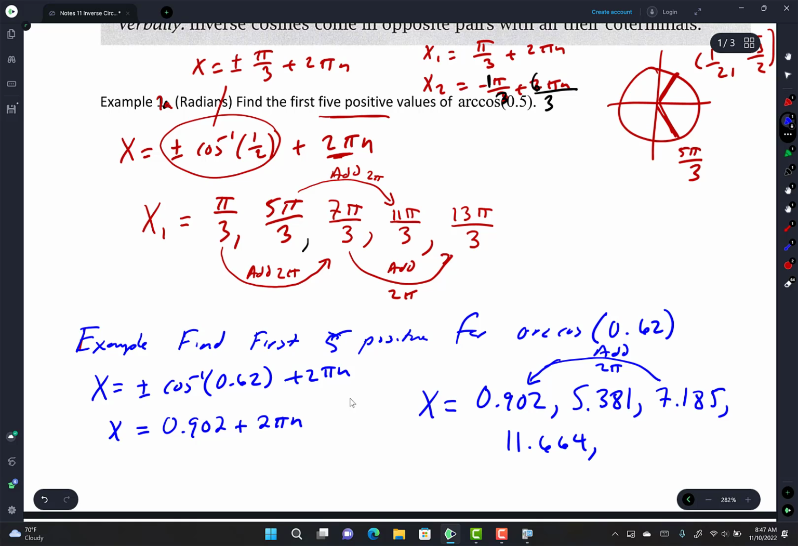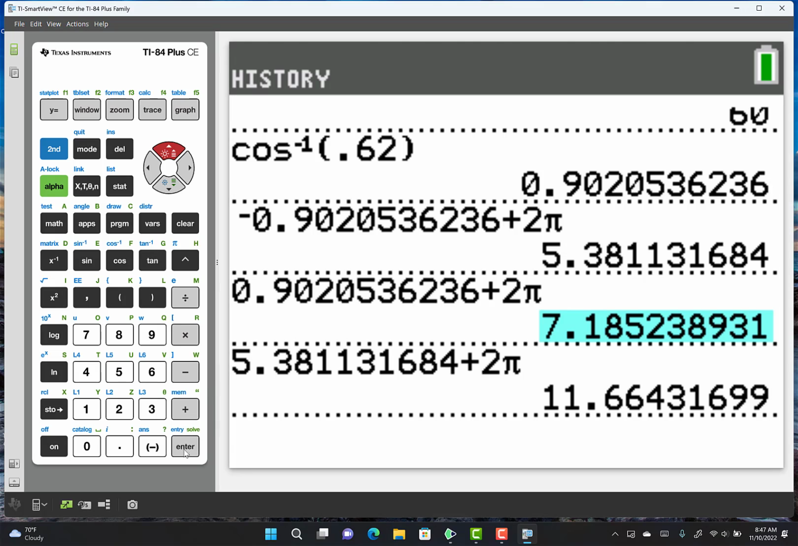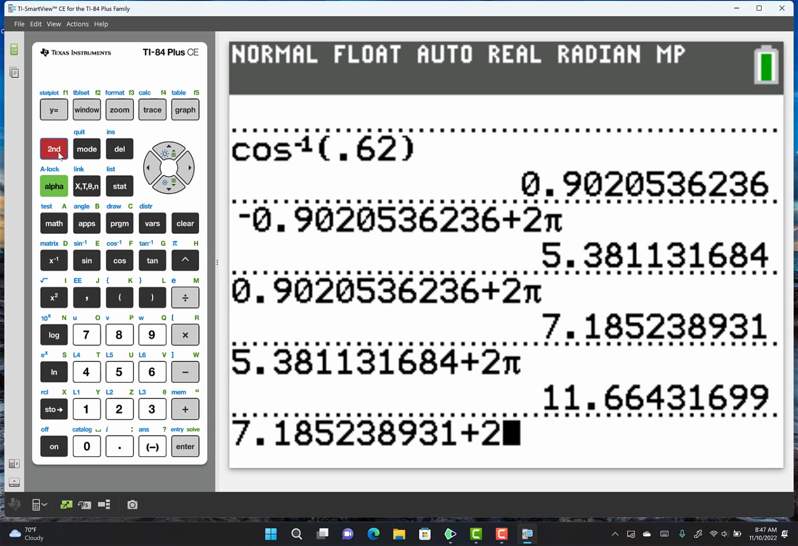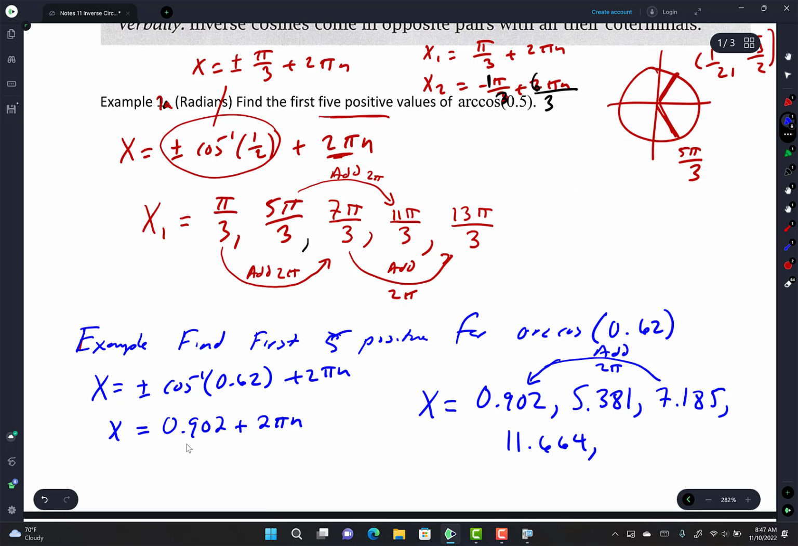11.664, comma. The final answer comes from the 7.185 plus 2 pi. So I'm going to scroll up. Enter. Plus 2 pi. And push enter. And there it is. 13.468. 1, 2, 3, 4, 5.